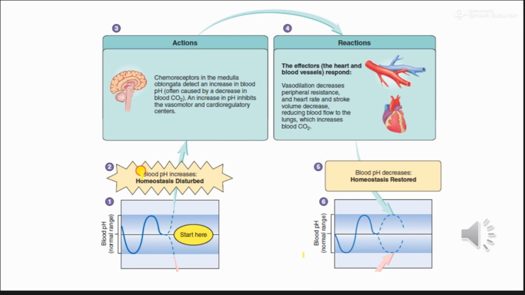So here we can see that the blood pH increases. It will be detected by your chemoreceptors in your aortic bodies and carotid bodies. If there is an increase in blood pH because there is a decrease in blood carbon dioxide, it will inhibit your vasomotor and cardioregulatory center. If they are inhibited, meaning there is decreased vasomotor tone, the blood vessels will vasodilate, peripheral resistance will decrease, heart rate and stroke volume decrease, and blood flow to the lungs is reduced. So you want to increase the blood carbon dioxide to decrease your blood pH. That's when you restore homeostasis.